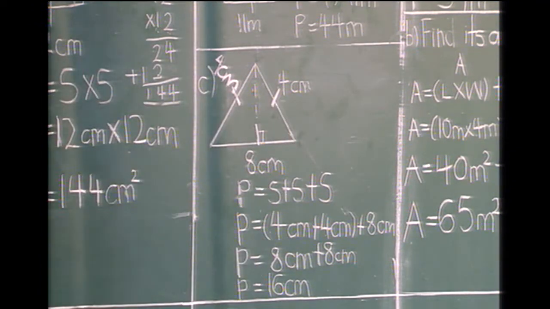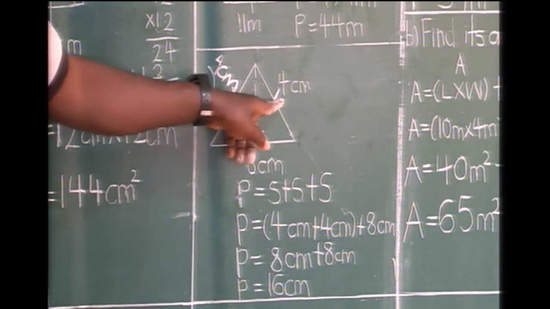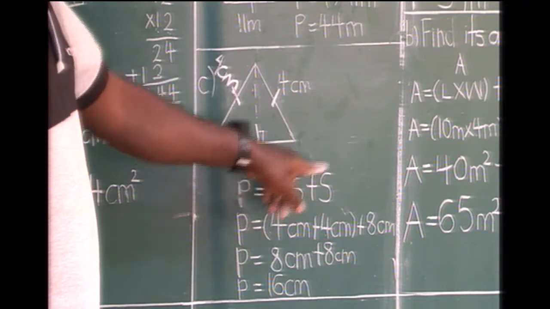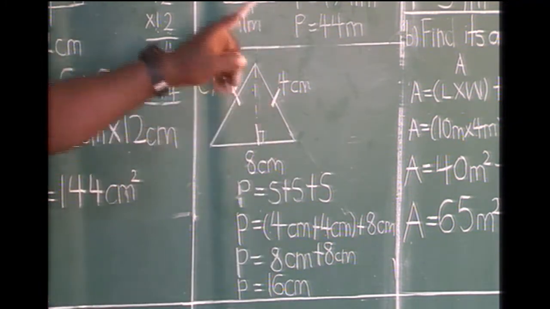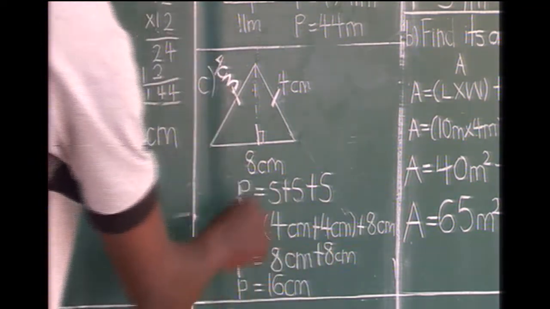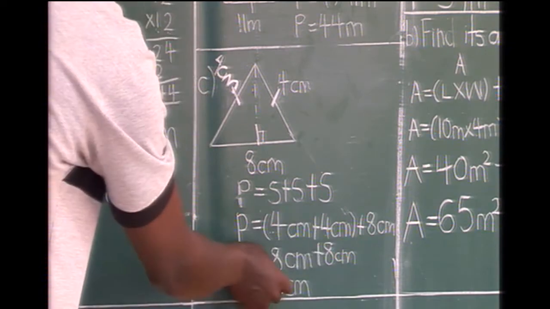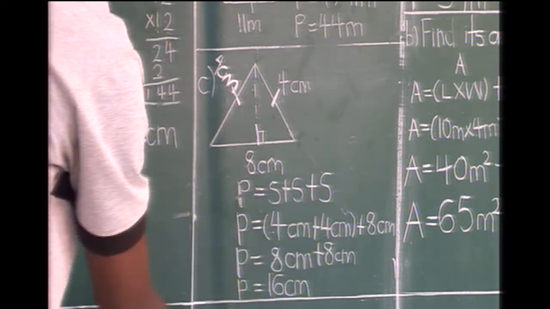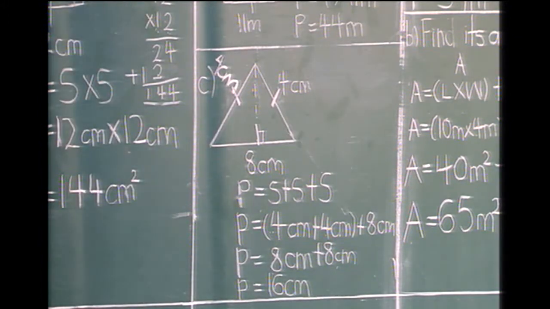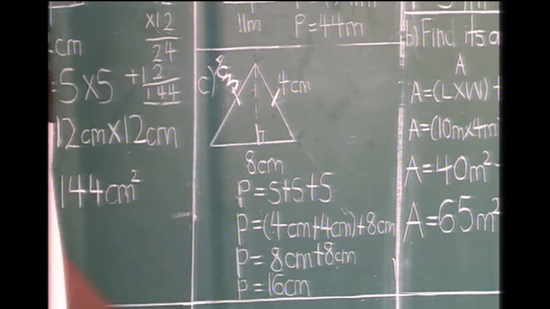In my example, I opted for starting with these two 4s. Perimeter is equal to side plus side plus side. Perimeter is equal to 4 centimeters plus 4 centimeters plus 8 centimeters. First, add these two 4s, where 4 plus 4 gets 8. So 4 centimeters plus 4 centimeters gets 8 centimeters, plus another 8 centimeters. So 8 plus 8, when you add, you get 16 centimeters. So the distance around this shape, which is a triangle, is 16 centimeters.